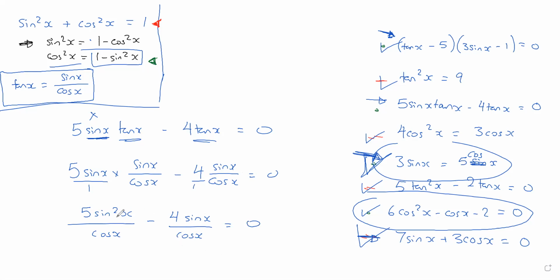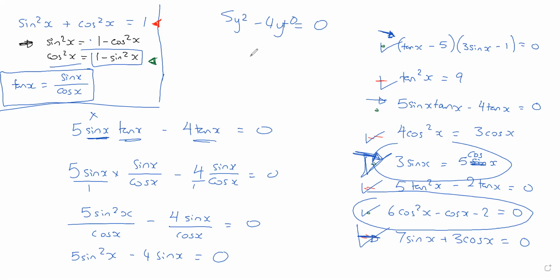And now, remember, what do we hate? We hate fractions. So what would we logically times through by right now? We would times through by cos x. So if we times through by cos x, we get 3 sine squared x here, minus 4 sine x here, and obviously 0 times cos x is 0. Look at that. That's the same as saying 3y squared minus 4y equals 0.